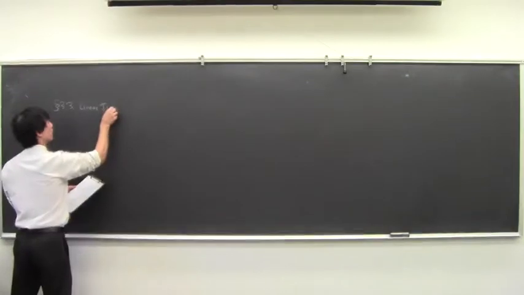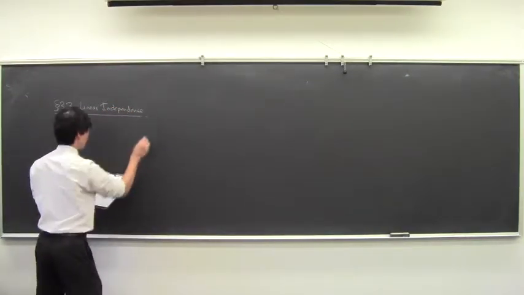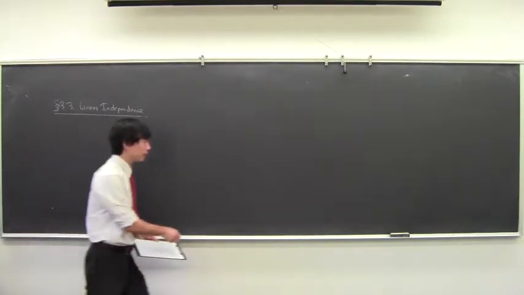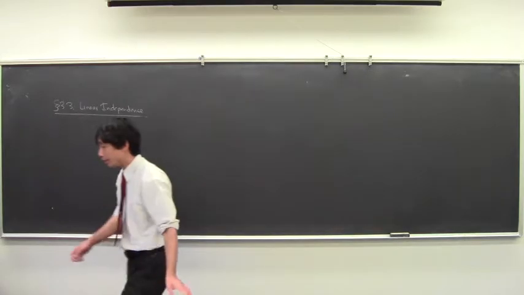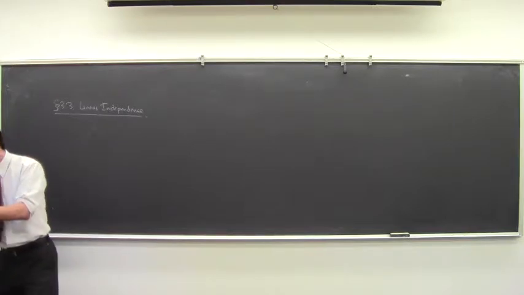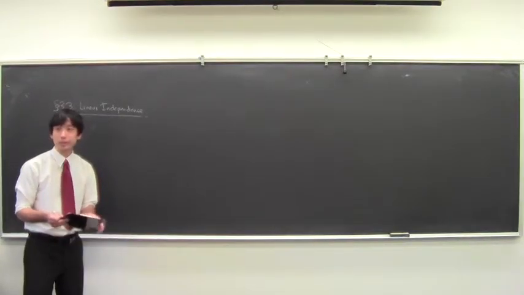Topic that tends to confuse people: something called linear independence. Okay, so the idea is that, in some sense, our current goal is to create a coordinate system.